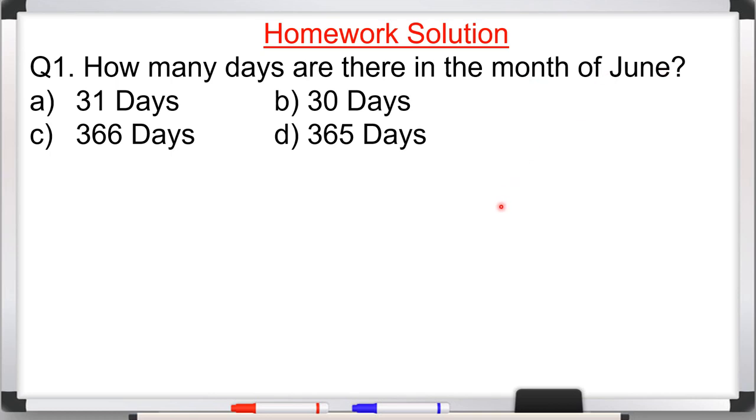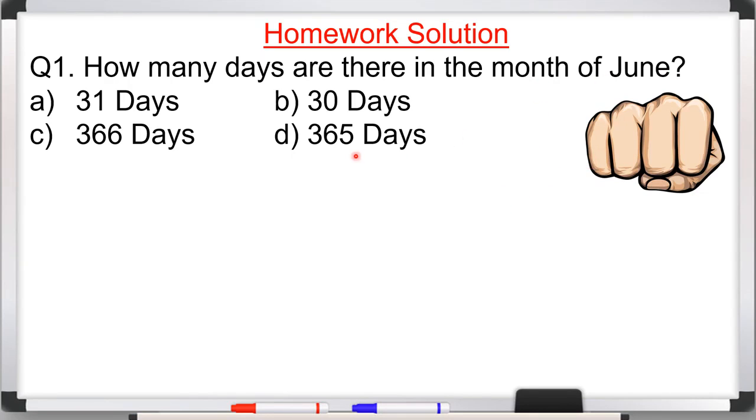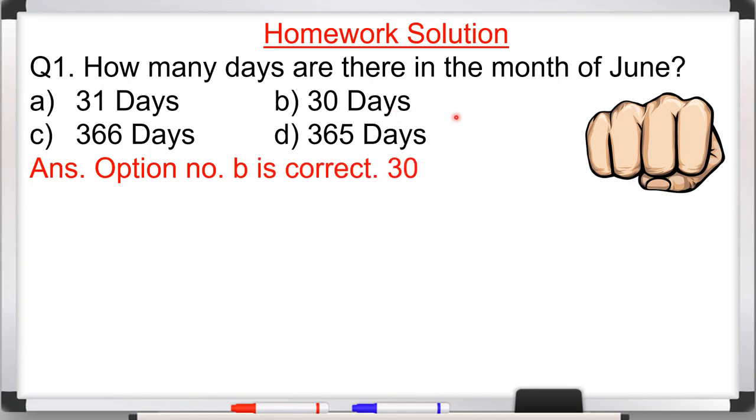Okay, so here we have to make a fist like this, and now we will count. If our month name is at an upper impression, then there are 31 days, and if it is at a lower impression, then there are 30 days. So let's start counting: January, February, March, April, May, June. So here you can see June is at a lower impression, so there are 30 days in the month of June. Okay, so option number B is correct, 30 days. Understood, beta?